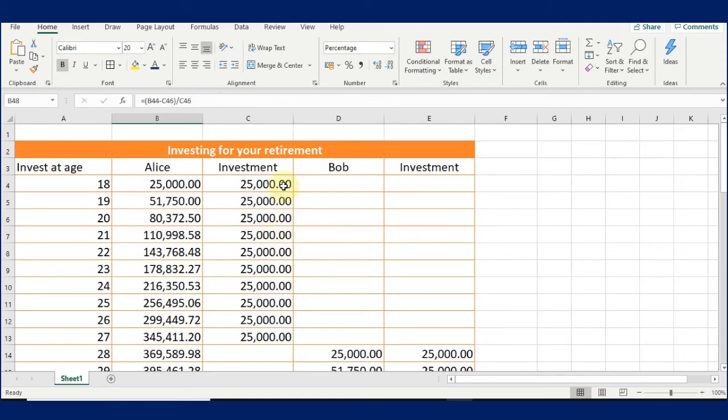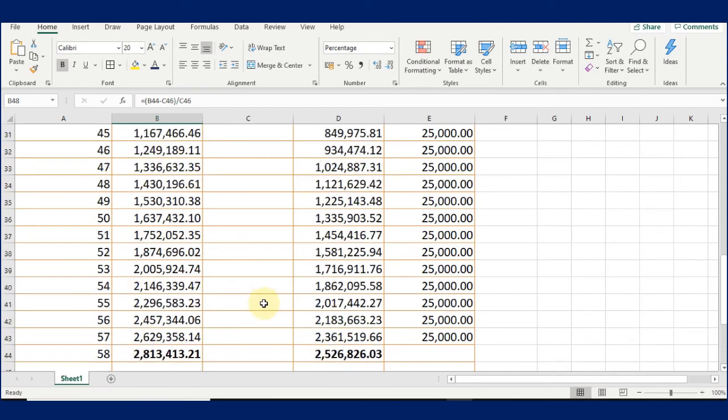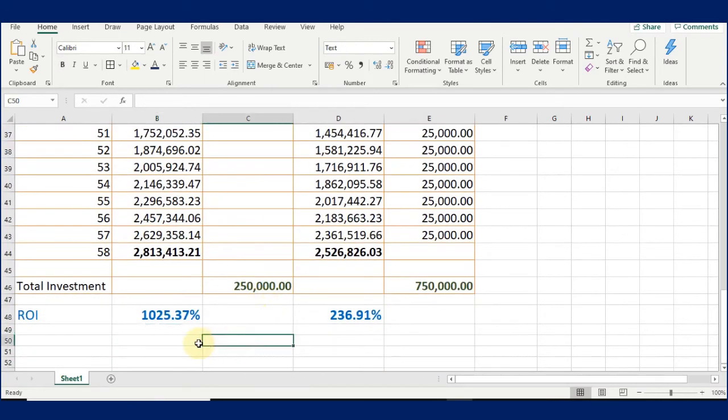So Alice is an example of an early bird when it comes to investment. So it's really true that you don't have to work hard. You have to work smart. All right? So use your money to make more money.